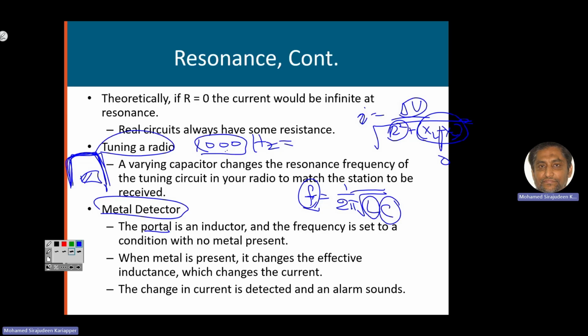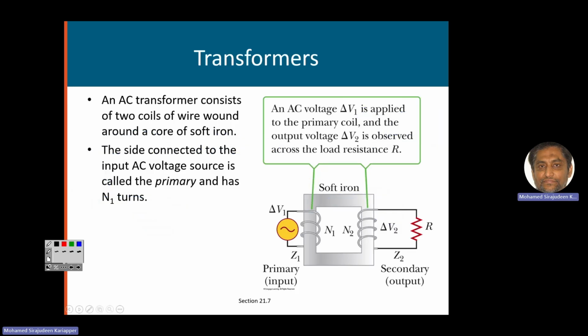If you carry a metal, because it will catch the magnetic field coming from this coil, effectively it will change the inductor value. So if the inductor value was set to a certain value before, the moment you go through with the metal inside your pocket, it will change the inductance value of this portal. In turn, it will change the current that is going through it. It will be a very sharp change because of this resonance effect. And then the electronics will detect this change and it will beep the alarm. So that is how metal detectors work.